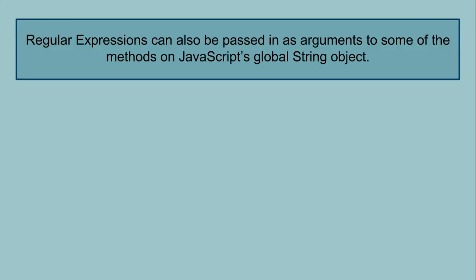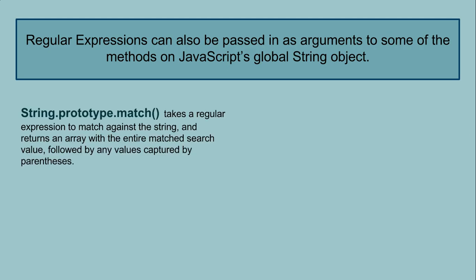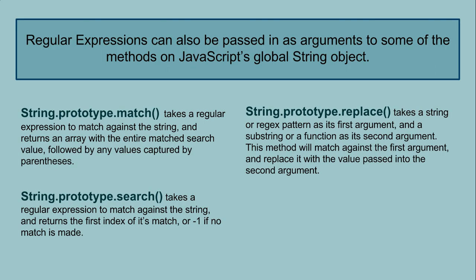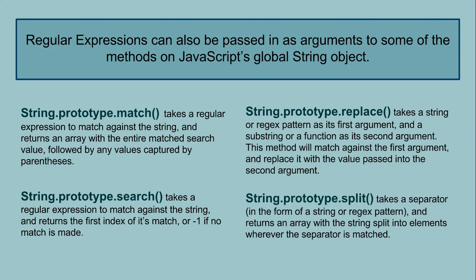And then regular expressions can also use the string object methods. So match, which you've seen earlier, takes a regular expression and matches against a string, returning the array, similar to exec. There's replace, which takes 2 arguments, a string to search for and a string to replace with. There's string.prototype.search, which takes a regular expression and returns the index of the first match or -1 if there's no match made. And then there's string.prototype.split, which takes a separator in the form of a string or a regex pattern and returns an array with a string split into elements wherever the separator is matched.